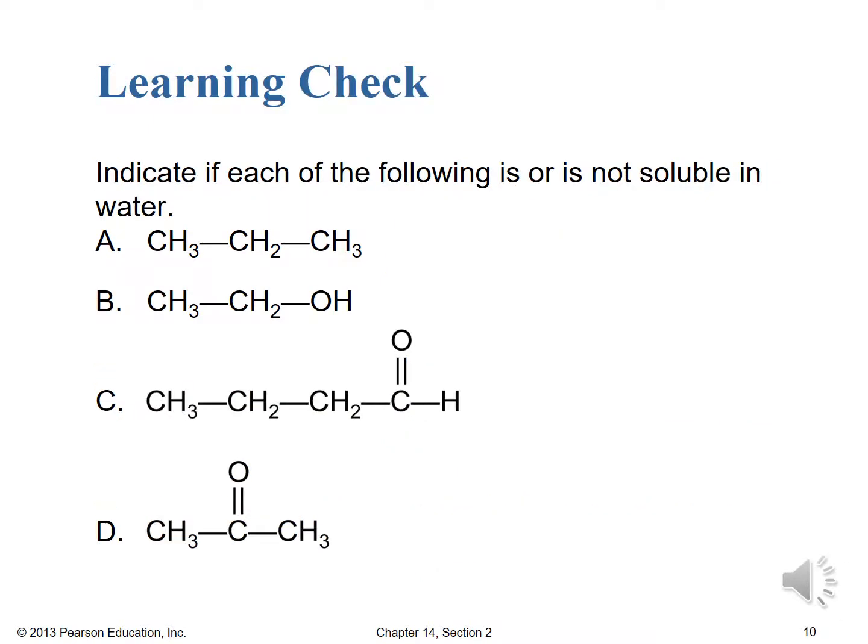All right, let's have one more learning check before we leave this section of chapter 14. In this learning check, you're asked to indicate if each of the following is or is not soluble in water. So go ahead and just assign for A, B, C, D, either soluble or not soluble.